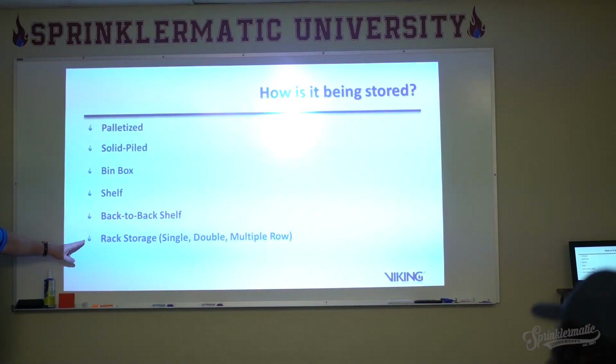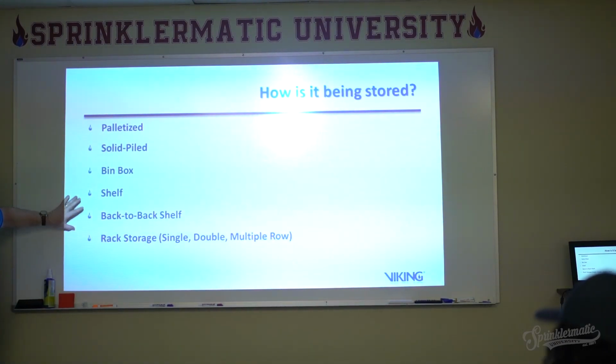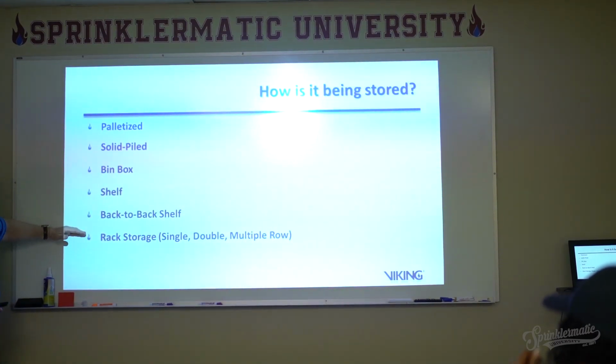Or is it in rack storage? And then in rack storage, is it a single, double, or multiple rows? So here are 6 different items that we now have to look at. This is after we've asked the question of what the commodity is. How is it now being stored?